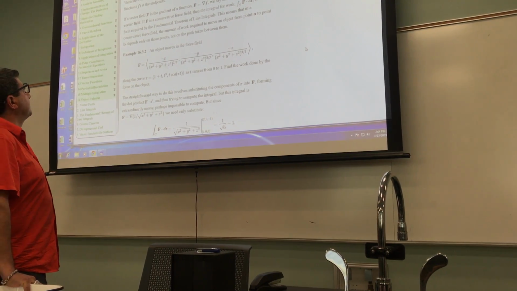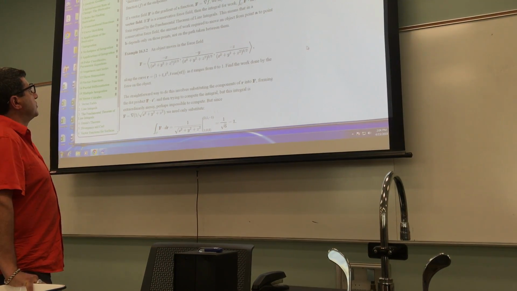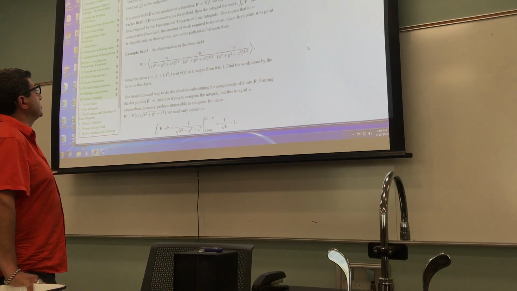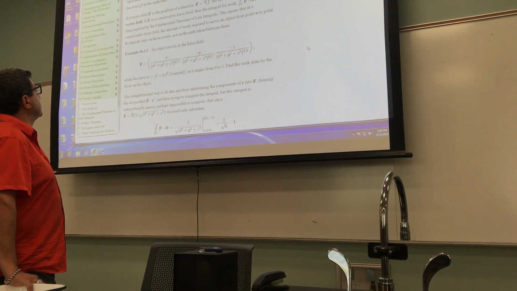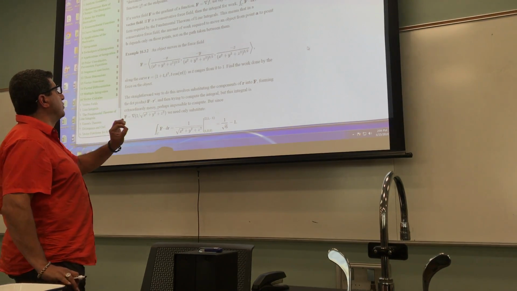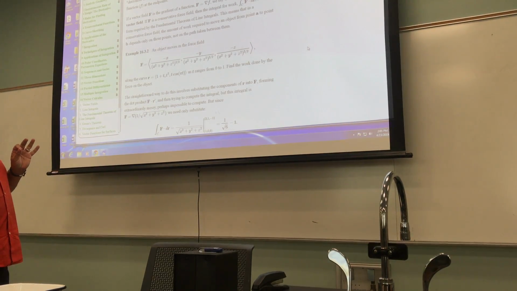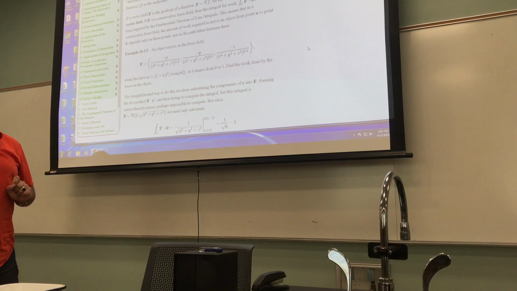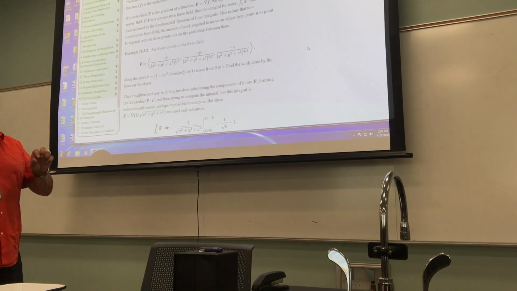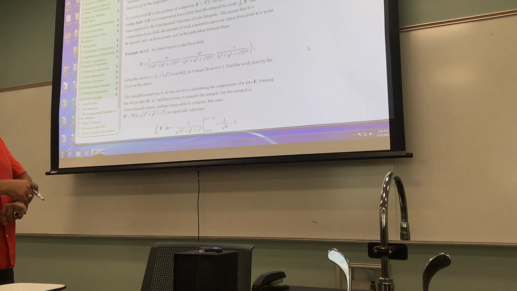If F is a conservative force field, then the integral for work is in the form required by the fundamental theorem of line integrals. This means that in a conservative force field, the amount of work required to move an object from point A to point B depends only on those points and not on the path taken between them. You see, only the initial point and the final point.